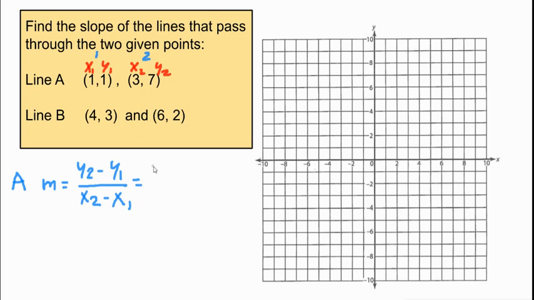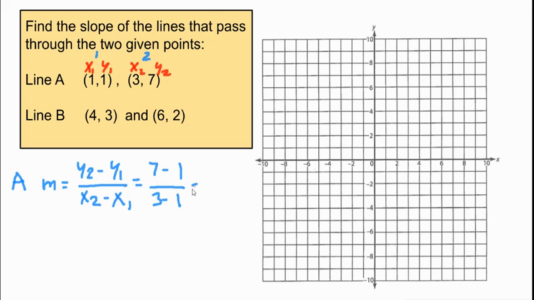y2, we look up here, it is 7. Then we look for y1, it's 1. 7 minus 1 on the top. Then we look for x2, that's 3, minus x1, which is 1. So we have the basics set up for our ratio.